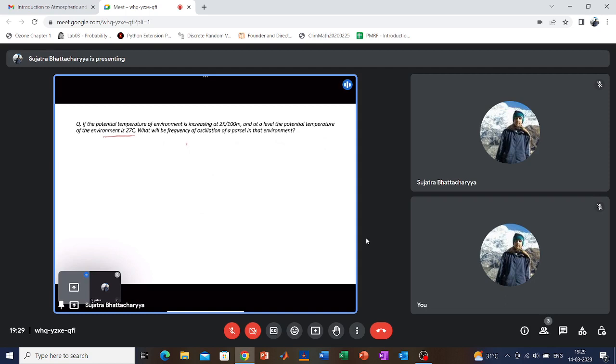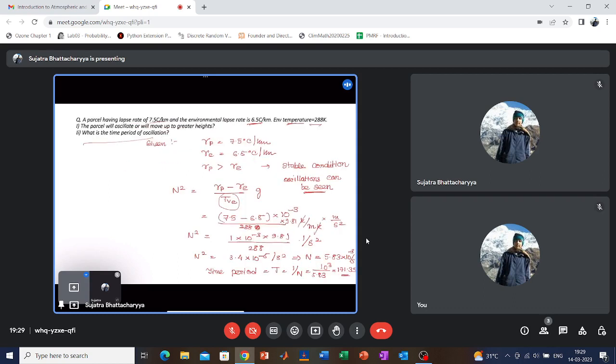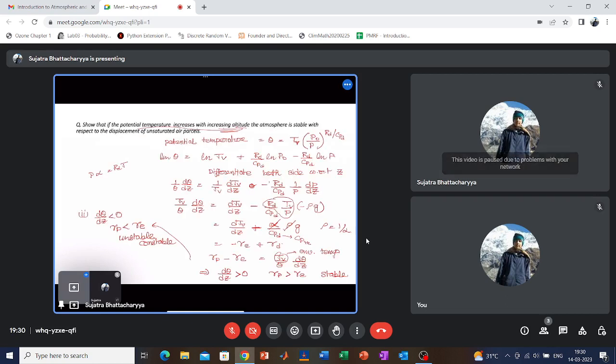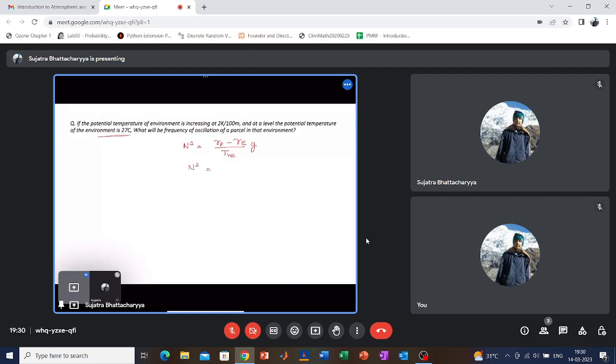I know that N square is what? Let's see it. N square is gamma P minus gamma E divided by TVE into G. And this gamma P minus gamma E is nothing but this, right? Just replace it with this. N square will be equal to TV by theta TVE, this will be d theta dz into G. And this TV is actually this TVE only, so TV can be chopped out. Therefore N square can be written as 1 by theta, or G by theta, d theta by dz.